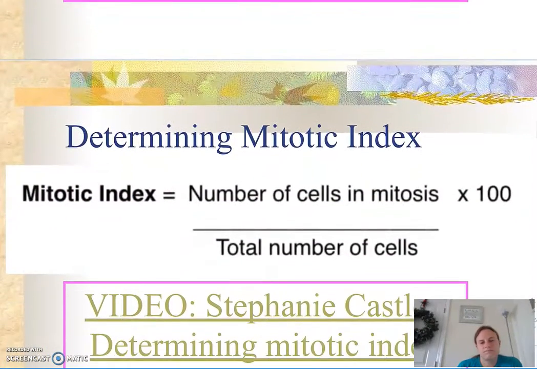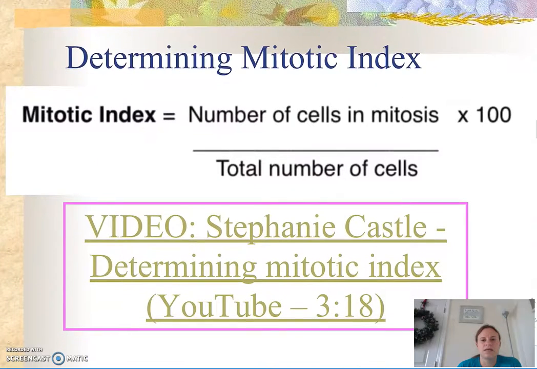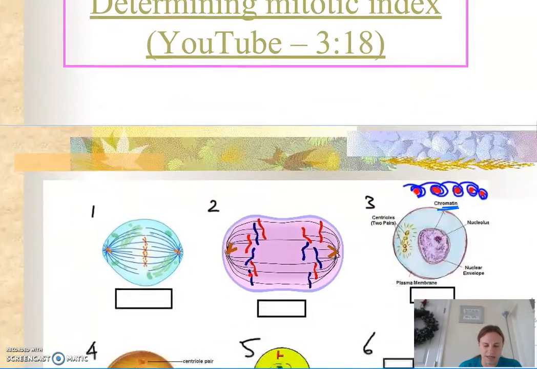In order to calculate the mitotic index, you are given a micrograph picture where you have to count the total number of cells and then the number of cells that are in mitosis. You take the number of cells that are in mitosis, divide it by the total number of cells, multiply it by 100, and there you've got your mitotic index.